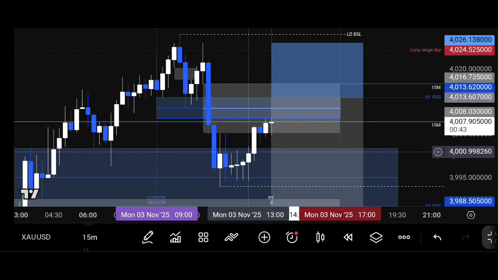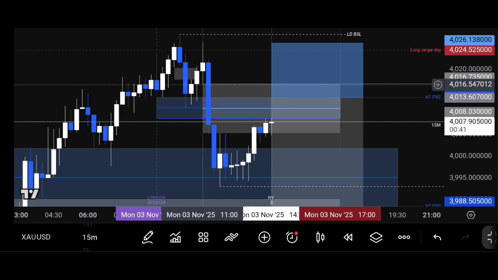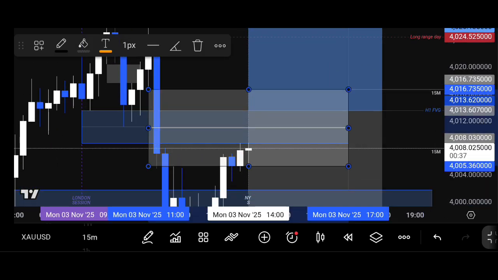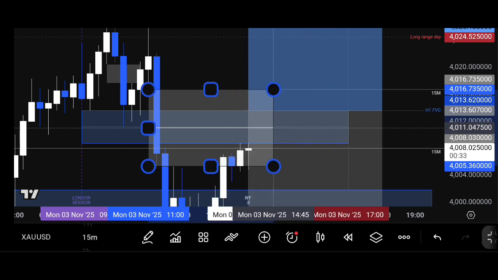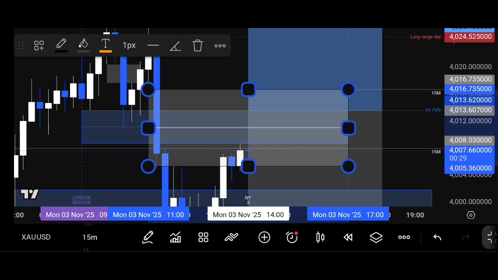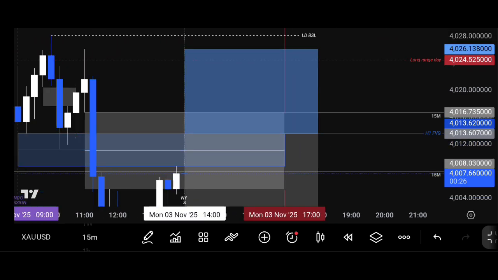I call that the consequent encroachment. It is the midway point of a fair value gap. It's rather simple to spot. So these are my levels right here. This inefficiency right here, the midway point of it, I'm looking at that level closely.